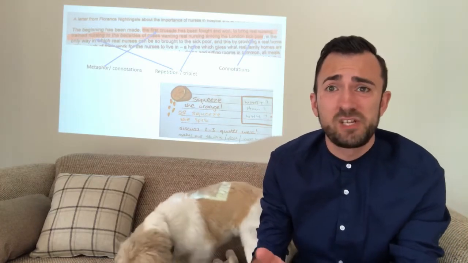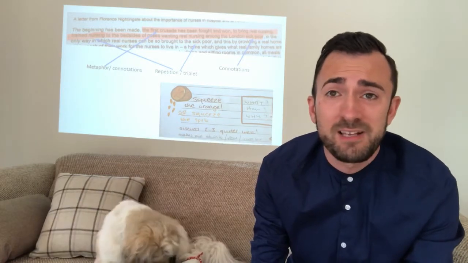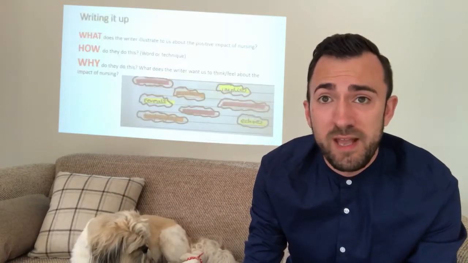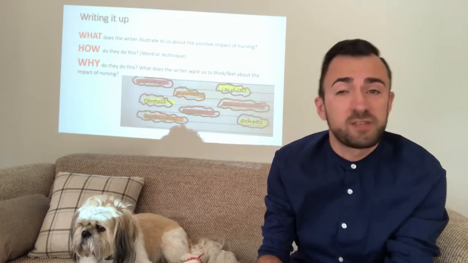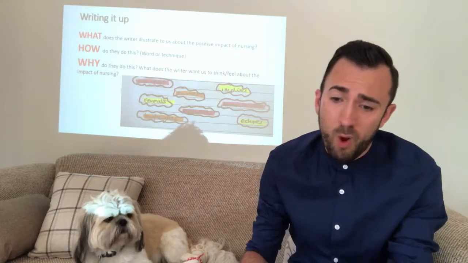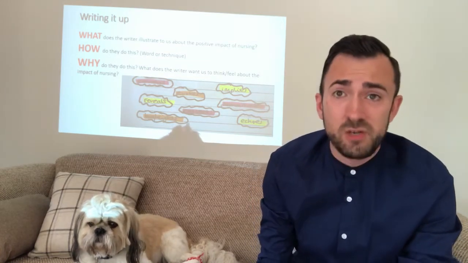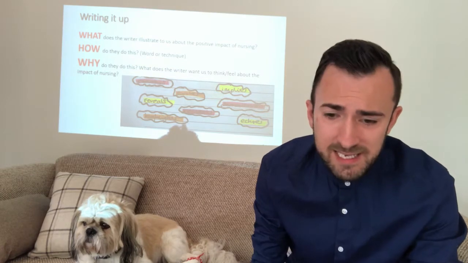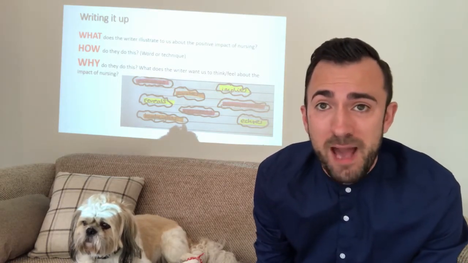We can explore connotations as a technique in their own right. What do the words sick and poor make us feel? What do they make us think of? That would be a useful thing to bring into this as well. So structuring the paragraph, it's going to be a what, how, why paragraph, similar again to paper 1. What does the writer illustrate to us about the positive impact of nursing? How do they do that? The quotation with the words or techniques. Why do they do it? What does the writer want us to think or feel about the impact of nursing?